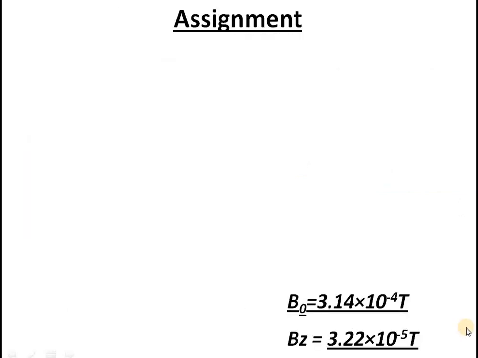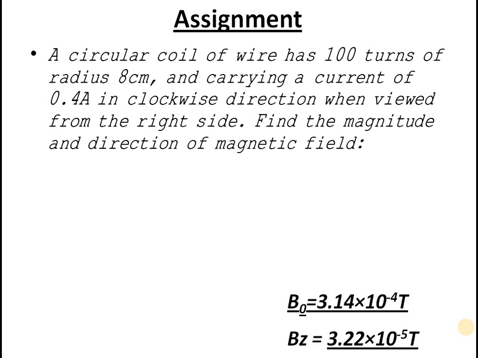So this way you can find the magnetic field due to this geometry, and you can take special cases according to our requirement. So here is the assignment. The question is very simple. A circular coil of wire has 100 turns with a radius of 8 cm and carries a current of 0.4 ampere in clockwise direction when viewed from the right side. Find the magnitude and direction of the magnetic field.